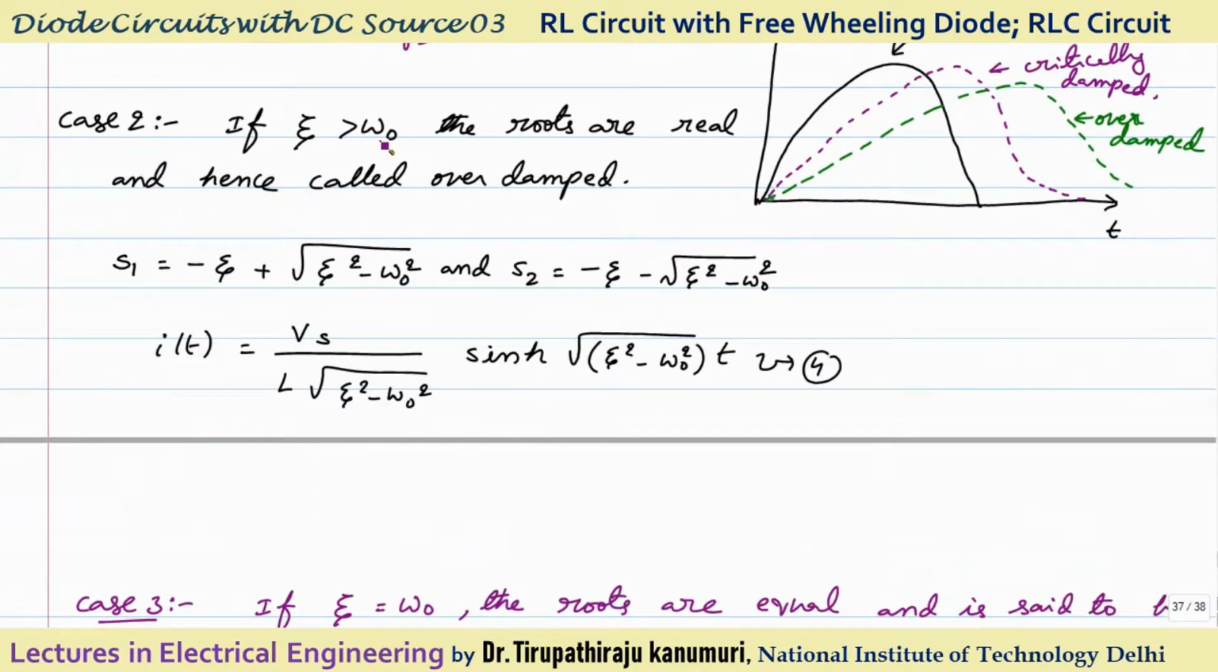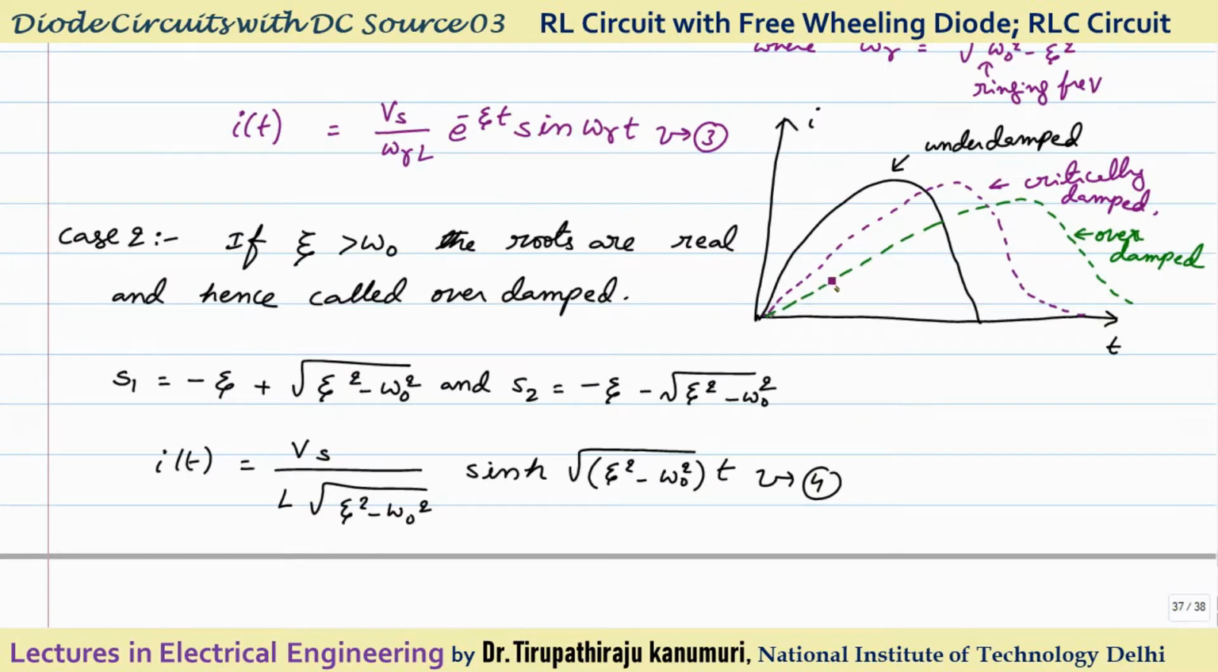If zeta is greater than omega naught, then the roots will be real and hence it is called as the overdamped. Why is it overdamped? So you can see here the roots will become S1 is equal to minus zeta plus square root of zeta square minus omega naught square, and the second root is this one. So there is no imaginary component. So when you are calculating the I of t, on substituting there, this will be equal to Vs divided by L into square root of zeta square minus omega naught square into sinh of square root of zeta square minus omega naught square into t. So if you are plotting, the curve will come like this. So that's why this is called as the overdamped.